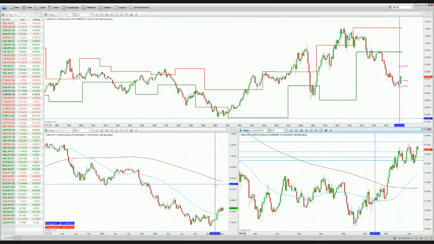Part and parcel of being a good trader is knowing where the money is. You don't want to have an attachment to any particular instrument. All too often you hear traders who only trade the euro dollar, or only trade gold, or only trade the majors. What if the money isn't on those currencies?